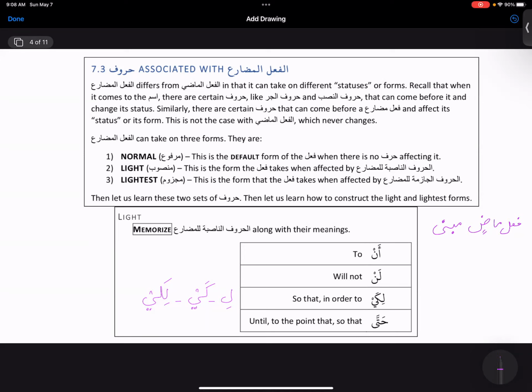What does that mean? Sometimes some huruf will come and try to bring change in the fi'l as well. Remember when we were doing all these ism lessons, what was happening? Some huruf were coming before the ism and they were bringing changes. What kind of huruf can bring changes in ism, in their structure? Exactly. Harf jarr brings change. Harf nasb brings change. The same thing is going to happen with fi'l mudari', but not with madi. So fi'l madi is mabni, meaning it is fixed. It is not going to budge at all, no matter what comes before it. But some huruf are going to come before fi'l mudari' and bring changes in its look, basically.